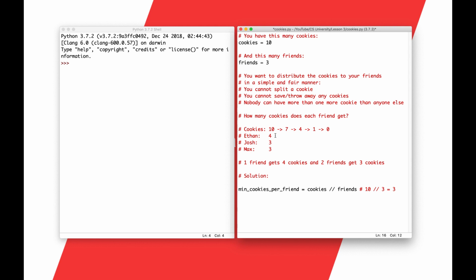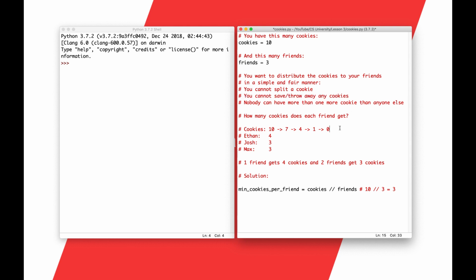And I think that idea should make sense, but again, you can think through it. You could try different numbers. You could try 2 friends and 5 cookies, 2 friends and 4 cookies, and maybe it'll become more clear. But that's integer division. But this doesn't account for everything, right? Because this would say that each person gets 3 cookies. But if we just stopped there, then we would have this 1 extra cookie that we didn't give to anyone. And of course, we're not allowed to do that. We're not allowed to throw away any cookies, right?